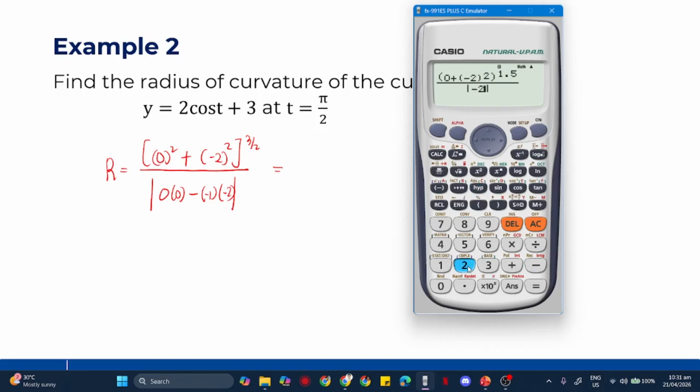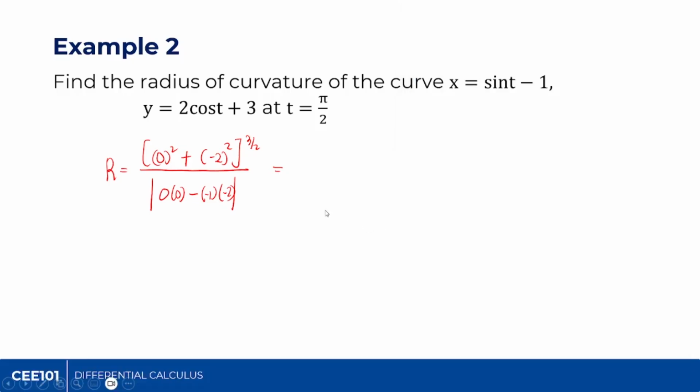So, yan, no? So, that is negative 2. Tapos, you would get 4. Okay? So, the answer for this is 4. Do we have the same answer, guys? Yes, sir. Are you sure? Okay, that is 4.